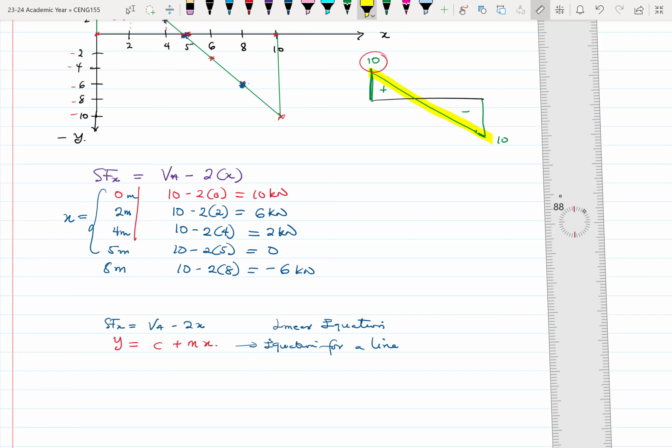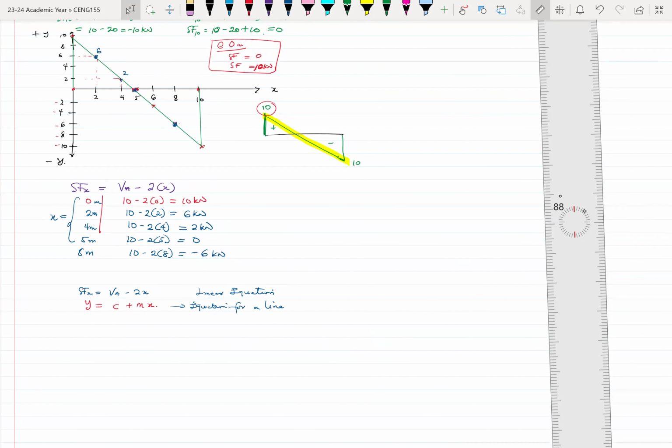So what we are left to look at is how to draw the bending moment diagram for sections. All right. Okay, let's give me a second.